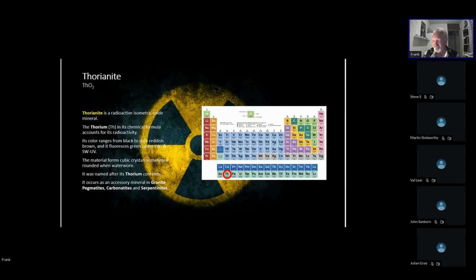Stuttite, a monoclinic oxide mineral, comprises all types of yellow, and it fluoresces pale yellow under both long wave and short wave UV. The material forms acicular flexible crystals or radial sprays, and it was named after the British geologist Franz Edward Studd.